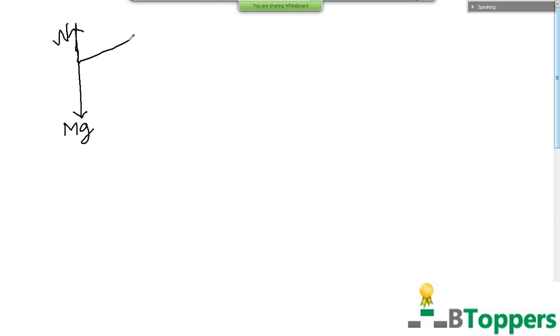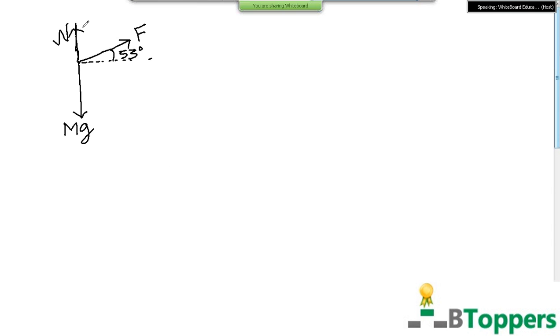The pulling force applied on the block acts at an angle of 53 degrees above the horizontal. All the 3 forces act in the vertical plane. So the diagram shown in the figure is in the vertical plane.